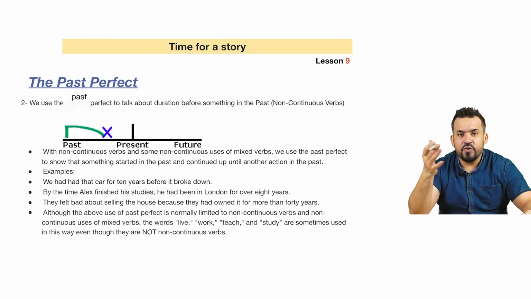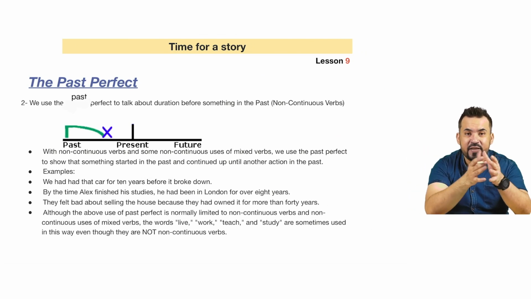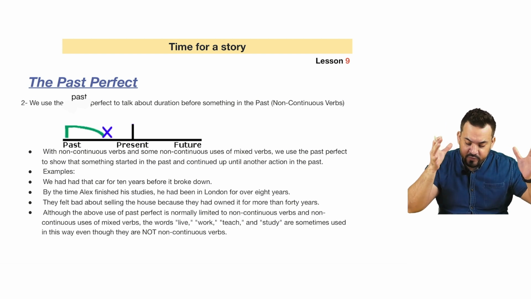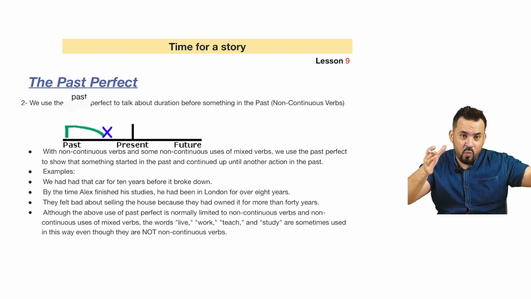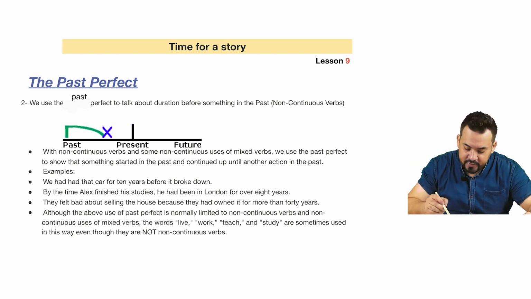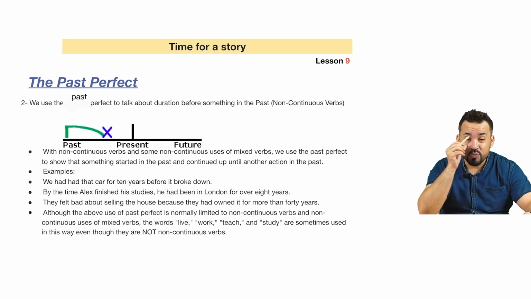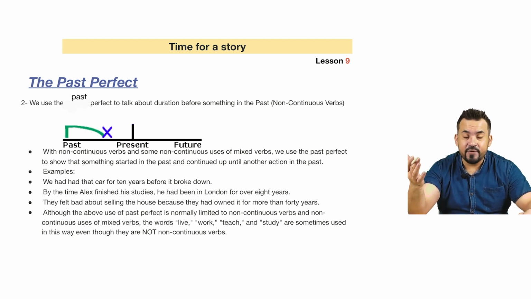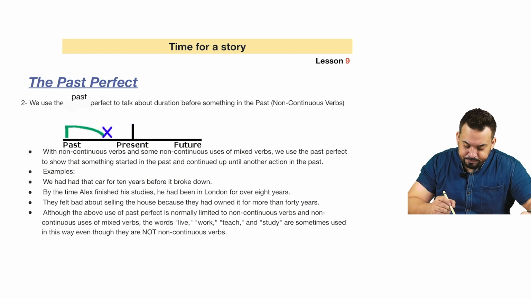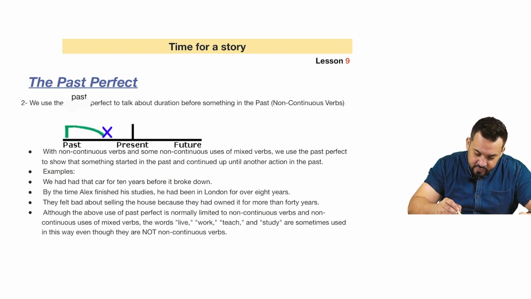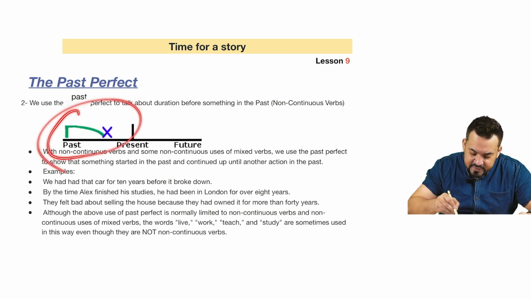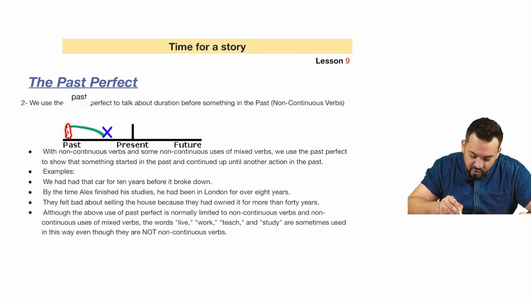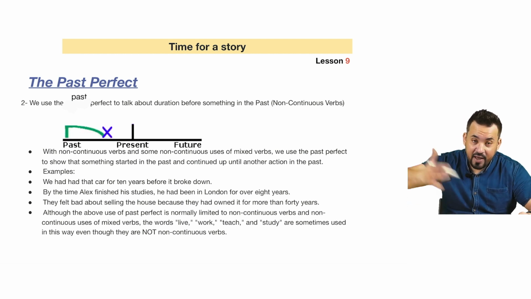Okay, so the second use for the past perfect is if something has been happening for a while, duration, something happened for a while before something else happened in the past. This is with non-continuous verbs. Remember we talked about non-continuous verbs. We call them stative verbs. Those are the verbs that don't normally take the ing form. Okay, so as you can see here in the timeline, something started here and continued all the way to here, and then the other action happened here at the end of the duration.